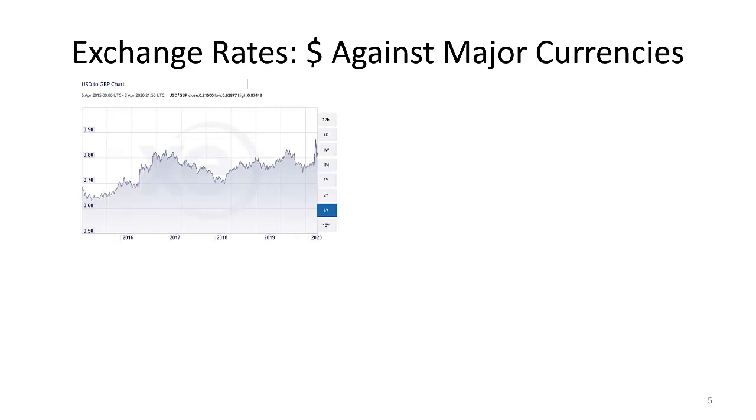Let's discuss some of the exchange rates of the dollar against some of the major currencies. This is the exchange rate against the GBP, which is the British pound, or how many British pounds $1 can buy. And you can see here again it varies a lot. This is the time when the dollar appreciated. This is the time when the dollar depreciated.